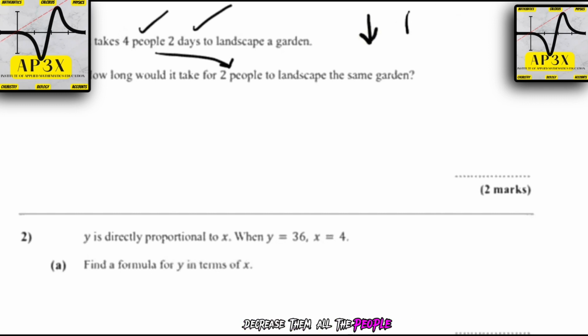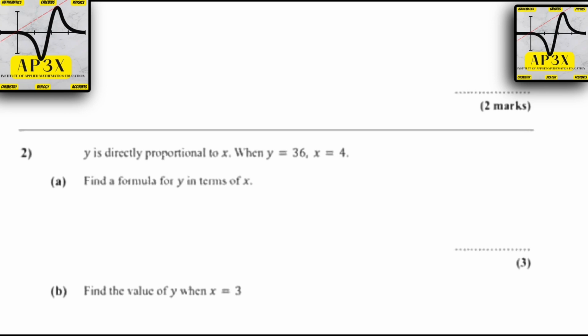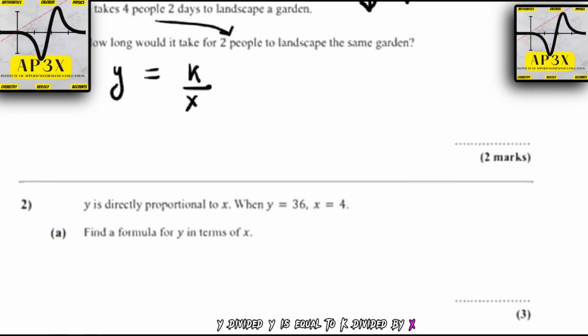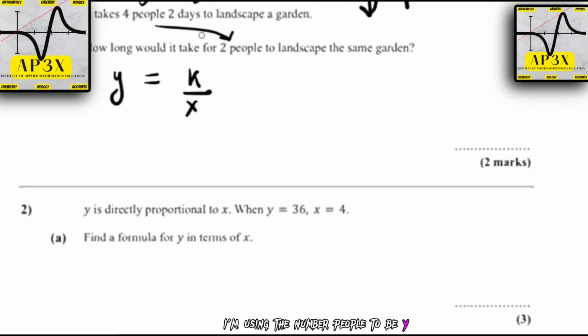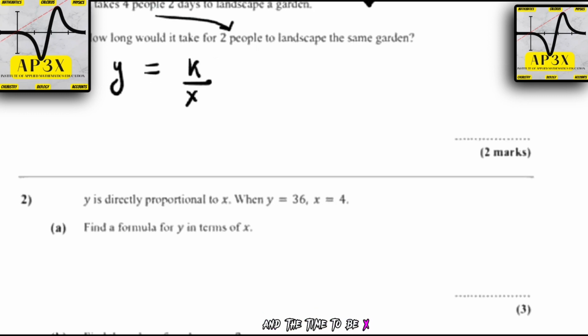Decrease the amount of people, increase the amount of time. So again, if you want to use the traditional way, or you want to use the formula here, y is equal to k divided by x. I'm using the number of people to be y and the time to be x. So 4 people, remember that we have already guesstimated our answer to be 4. But let's see here. K is unknown, so y is 4 people. K is unknown, x is 2.